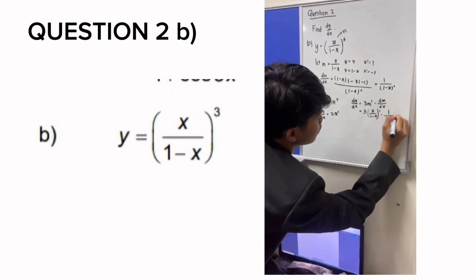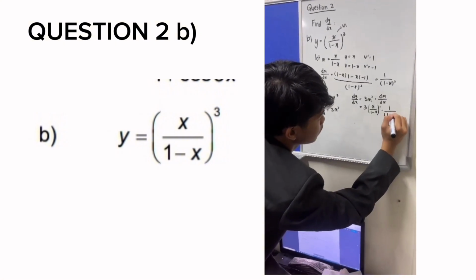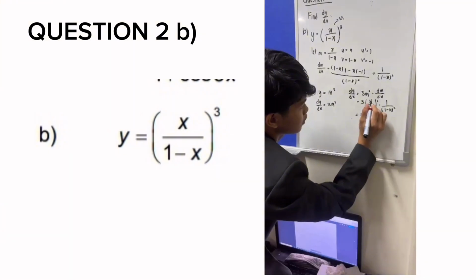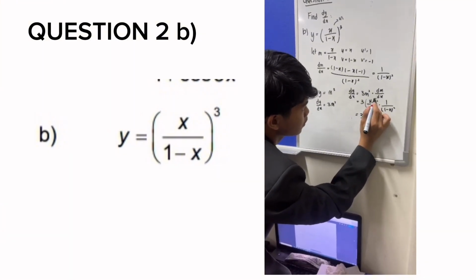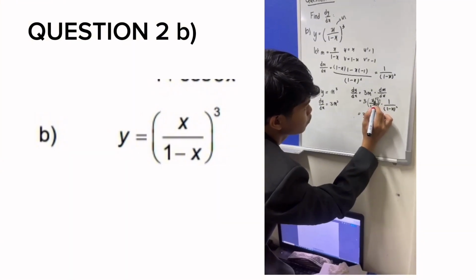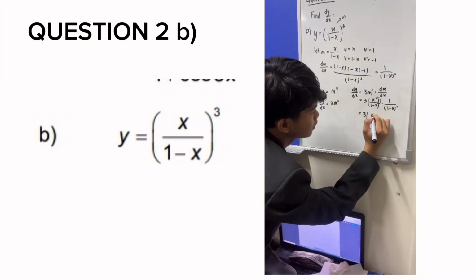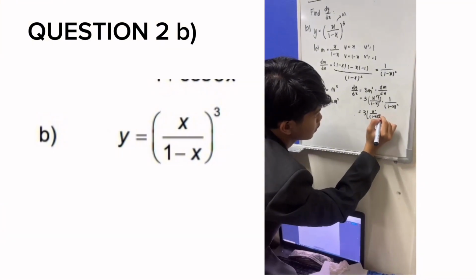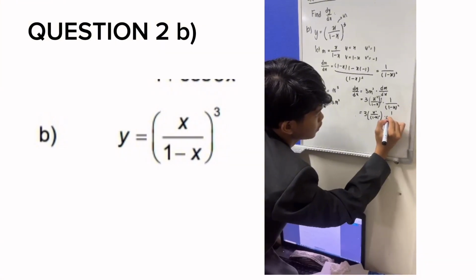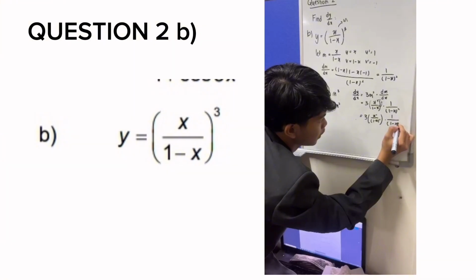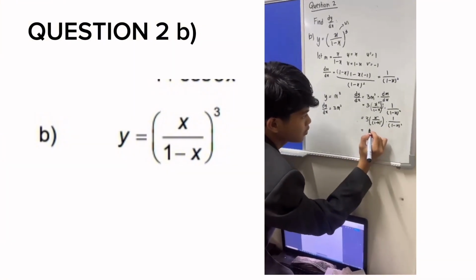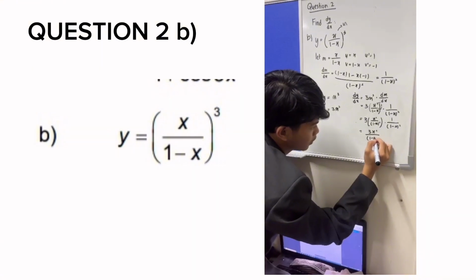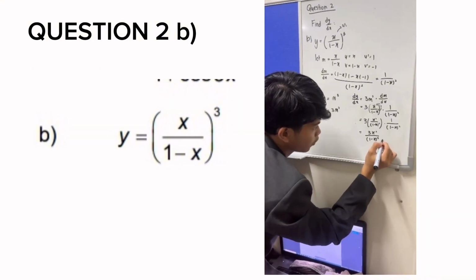So 1 over 1 minus x squared. So you get 3. Expand this, apply the power to both sides, which is numerator and denominator. So x squared over 1 minus x squared times 1 over 1 minus x squared. And the final answer would be 3x squared over 1 minus x to the power of 4.